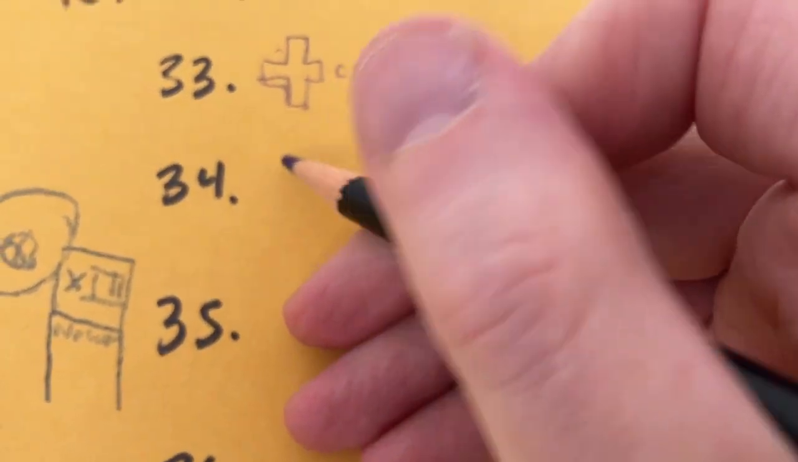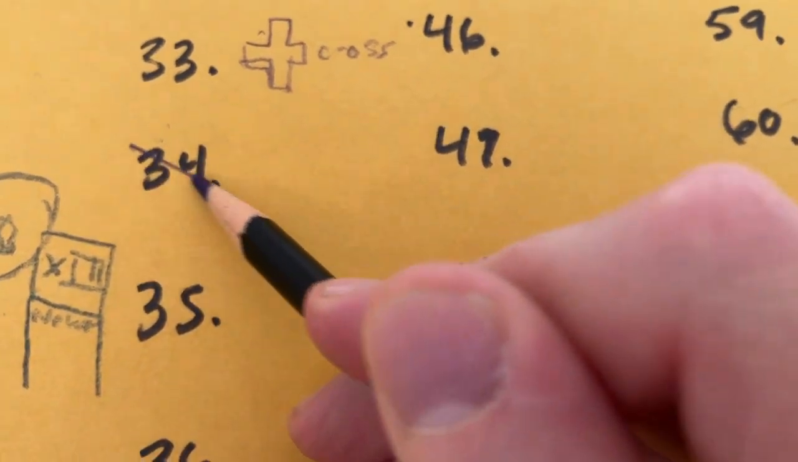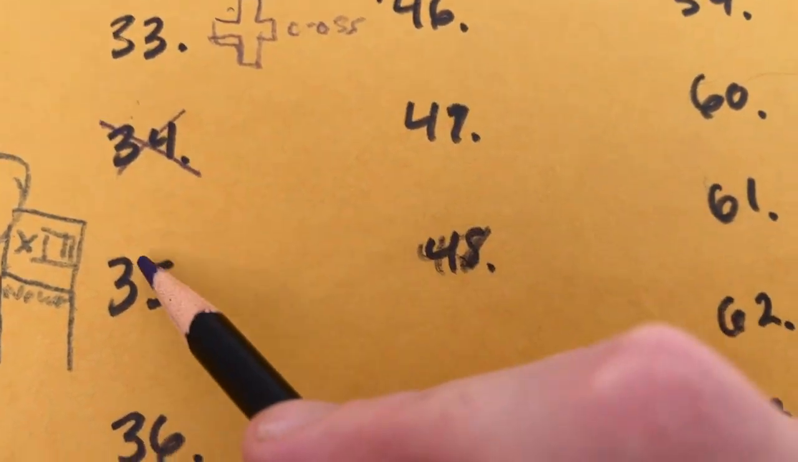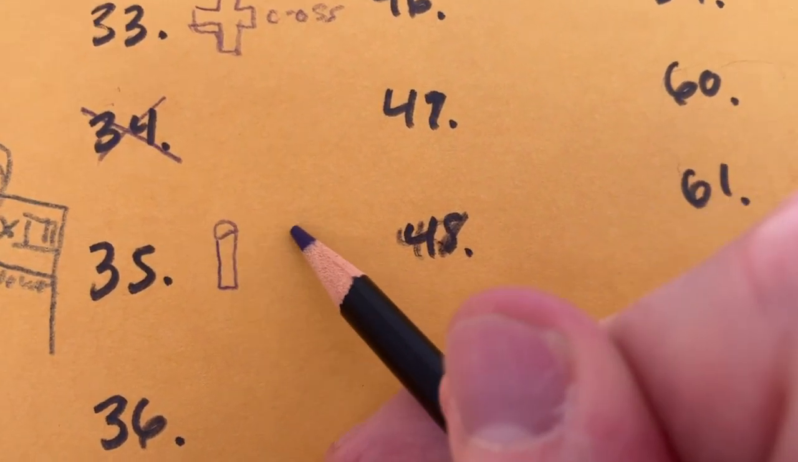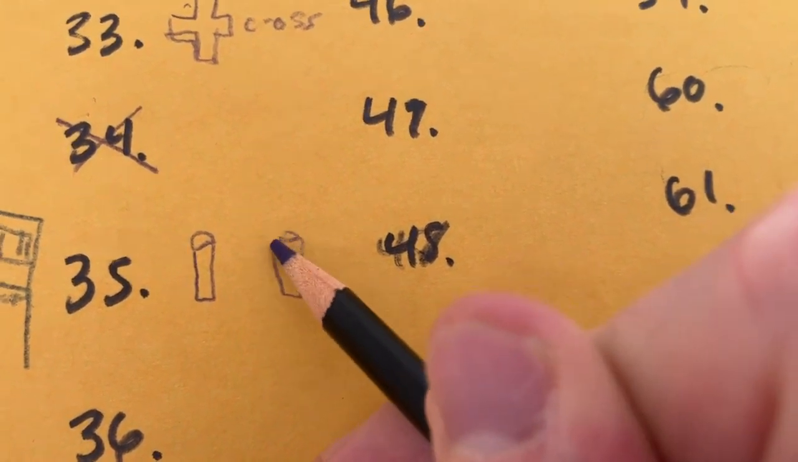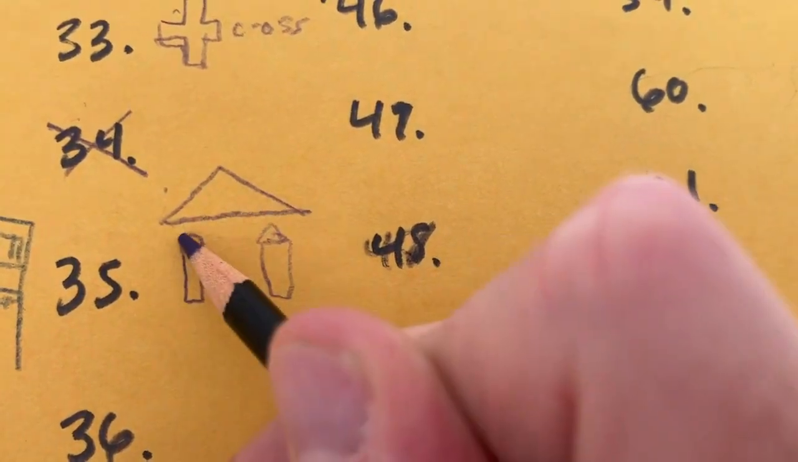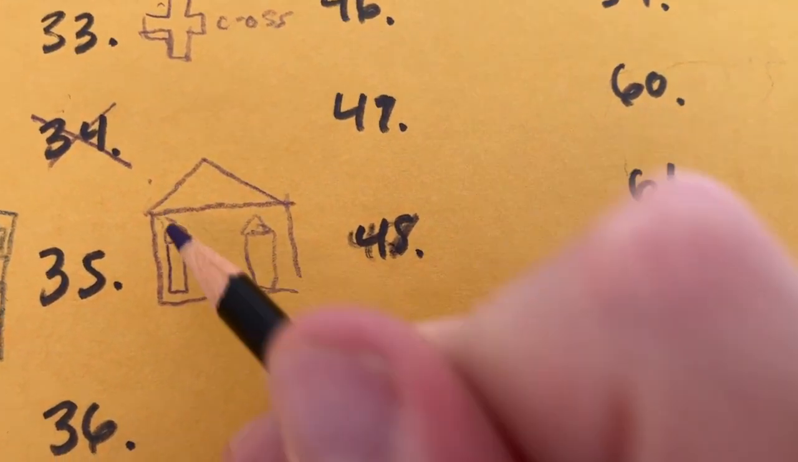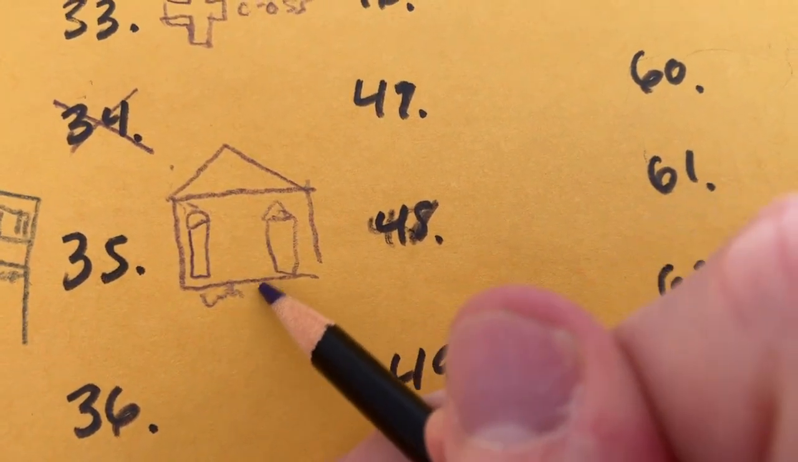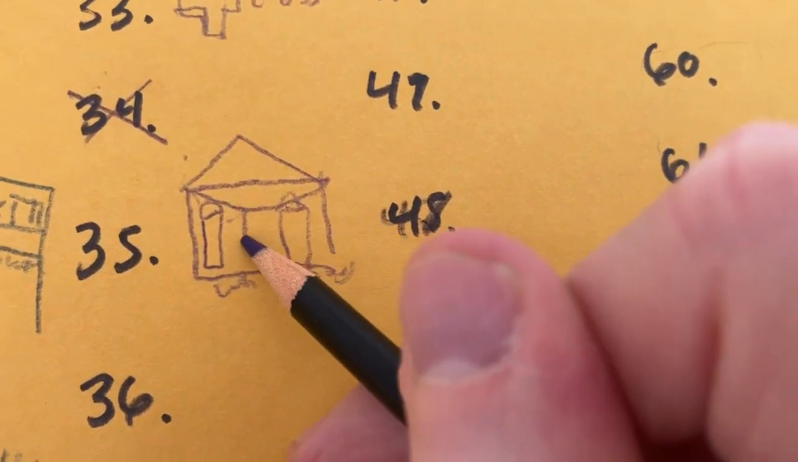For 34, some of these I have a hard time, so I'm going to skip 34. I really forgot what 34 was. 35, I'm going to put the White House, and I'm not going to draw it right, because that's the minimum age you can be president in the U.S., 35 years old.